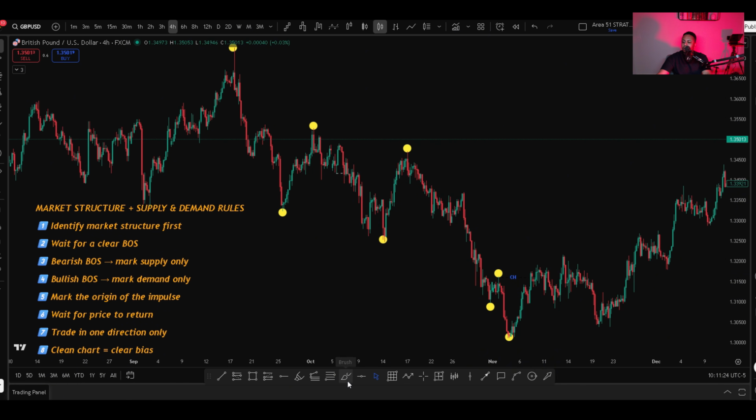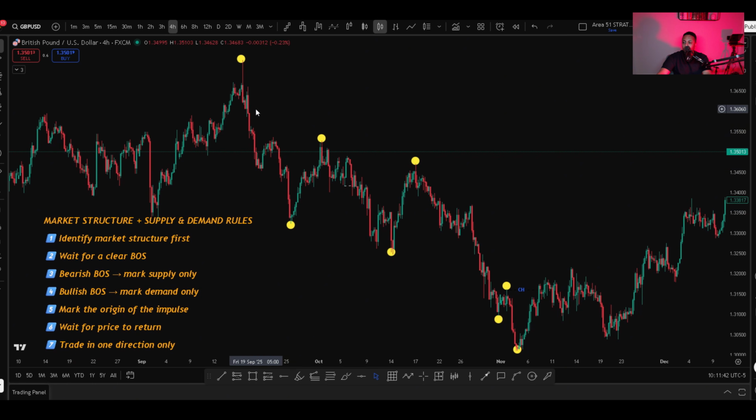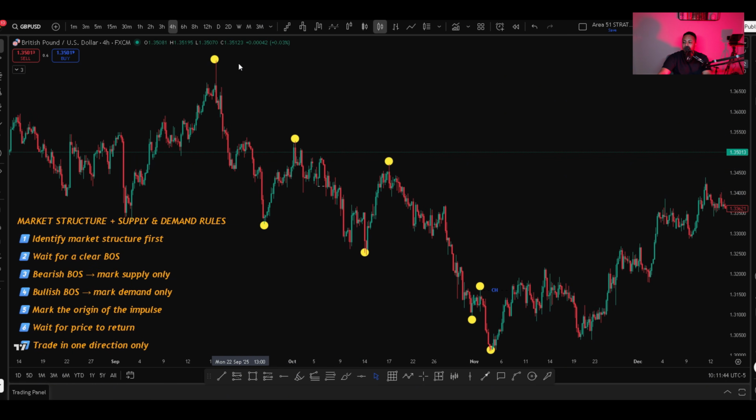So here we have number one, we identify the direction of the market, which is a downtrend market structure. We're not looking at anything else. We only focus on the direction of the market here first. Identify market structure first. So we executed the first rule, which is to identify the direction of the market, which is a clear downtrend, as you can see right here.